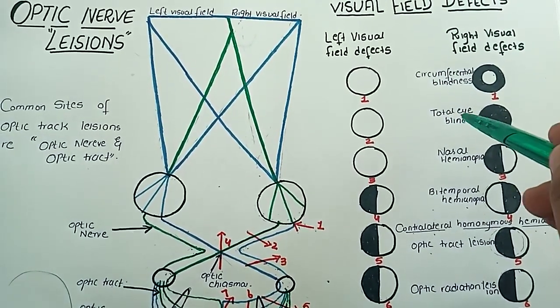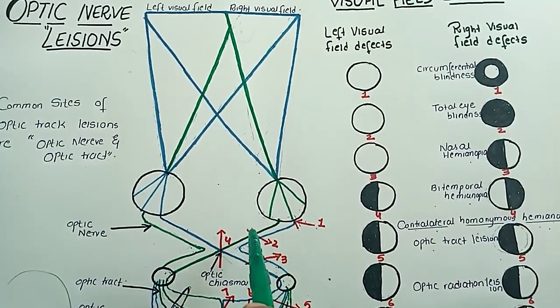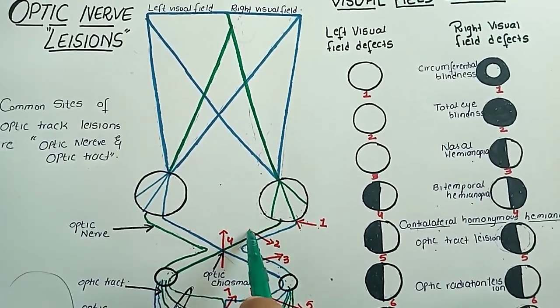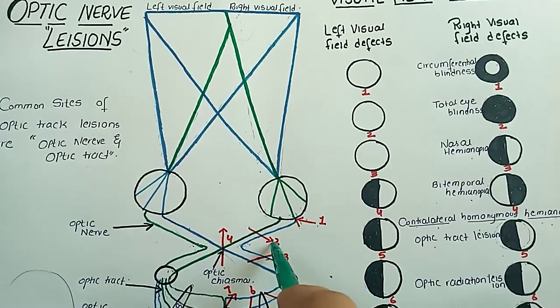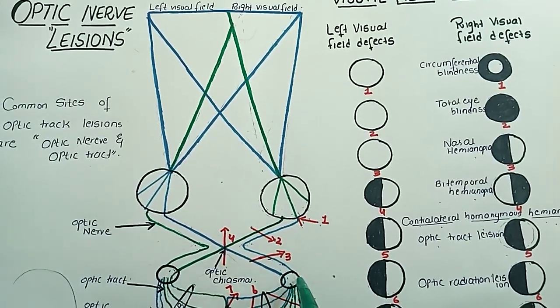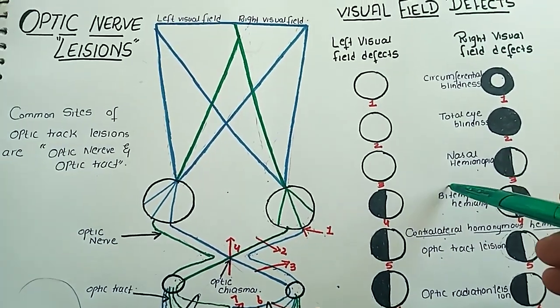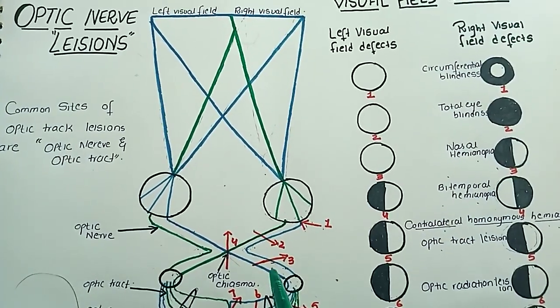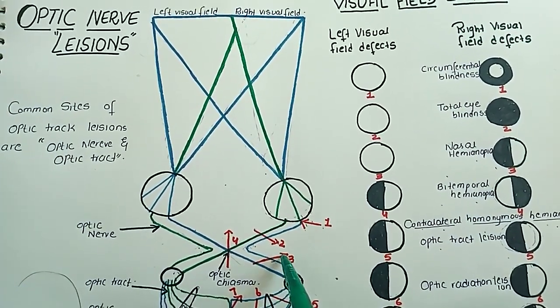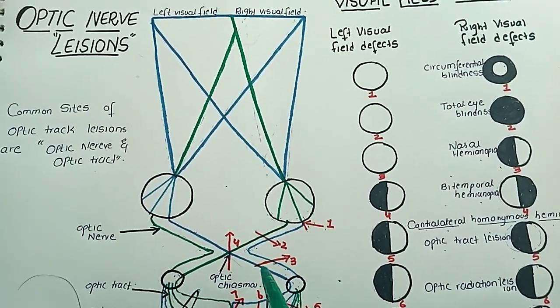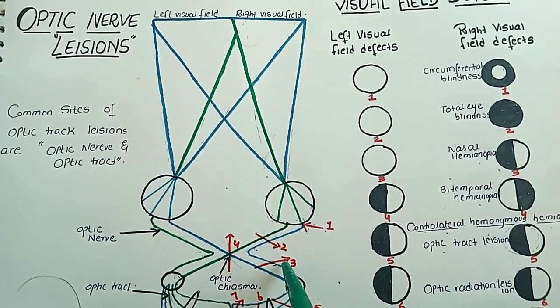The second one is the total eye blindness. The total eye blindness occurs due to the complete section of the optic nerve on one side of the eye. The next one is the nasal hemianopia, which occurs due to the partial section of the optic chiasma at the lateral side or the nasal side.